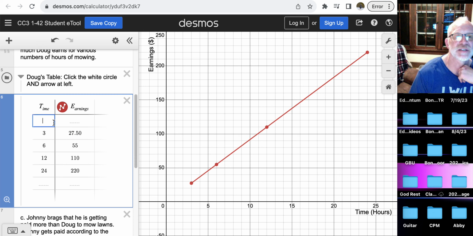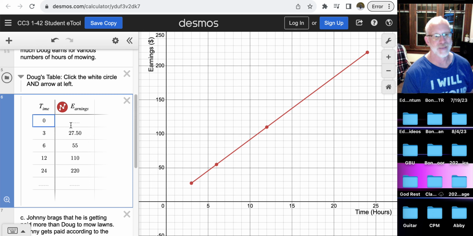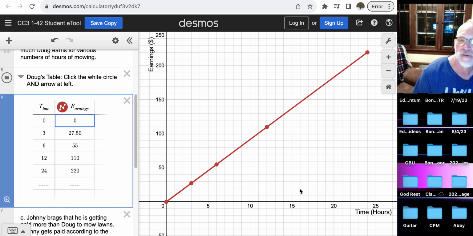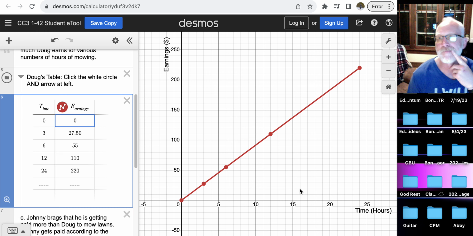What about if he did zero work? I'm guessing $0. Yep. Does that look proportional? It goes in a straight linear equation, right? It doubles, triples, it went through zero.